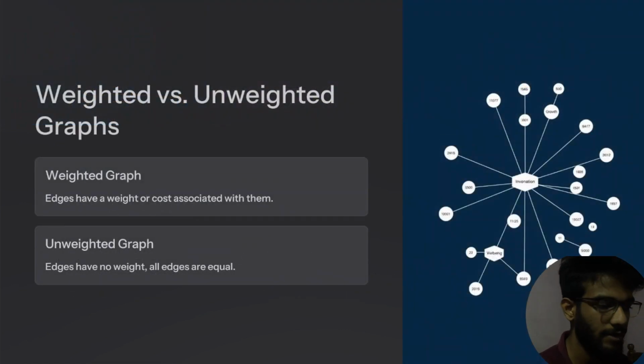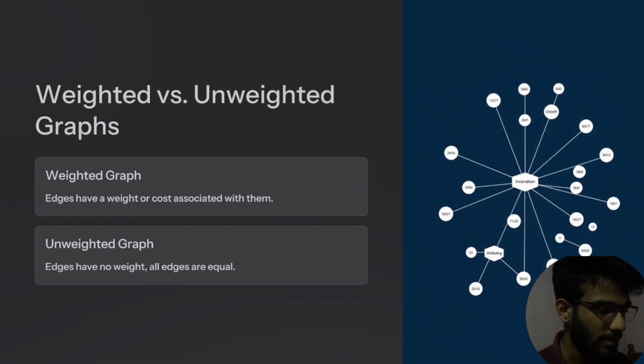Graphs can also have weights. What does that mean? We're going to talk about weighted graphs. In weighted graphs, each edge has a cost or value. For example, in Google Maps, the weight could represent the distance between two places.